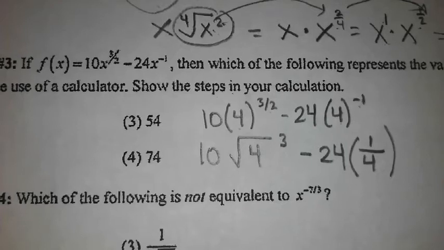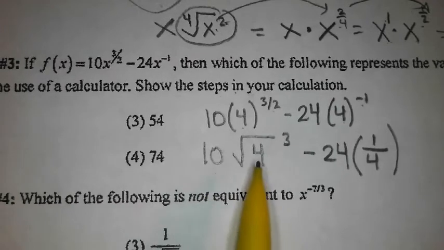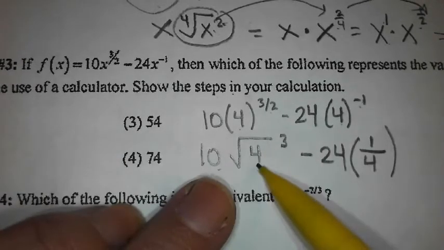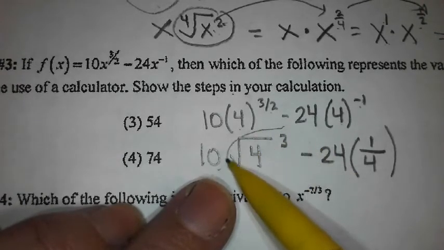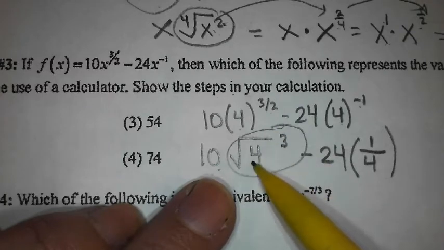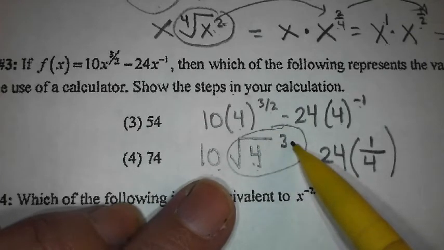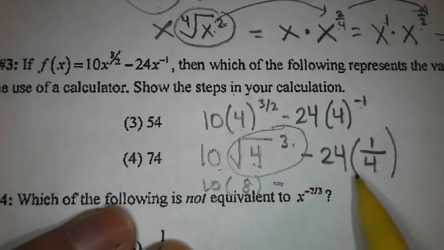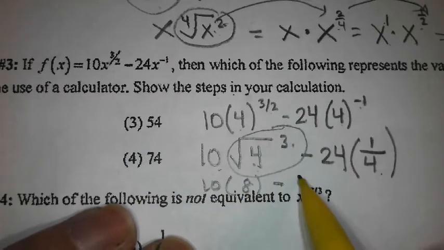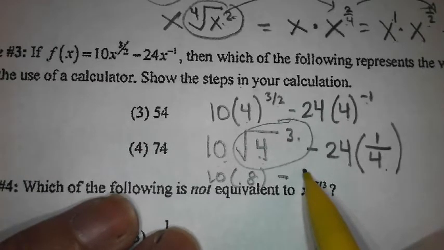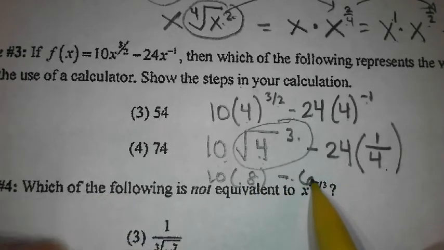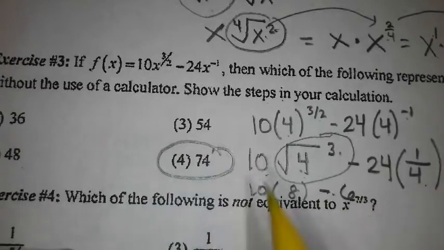Very good. So then 10 times, what's the square root of 4? Okay, I'm not going to do 10 times 2, am I? Because I have to do exponents first. So this is going to be 2 cubed, which is what? 8. So it's going to be 10 times 8 minus, what's 1/4 of 24? Or what's 24 fourths? 6. So 80 minus 6 is 74.